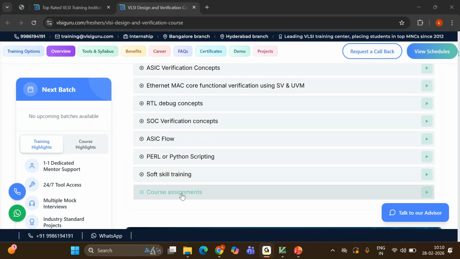Like in theory, if you complete one topic, let's say combinational logic, half adder, full adder, half subtractor, full subtractor, you have completed, the respective assignment you have to complete in your assignments part.